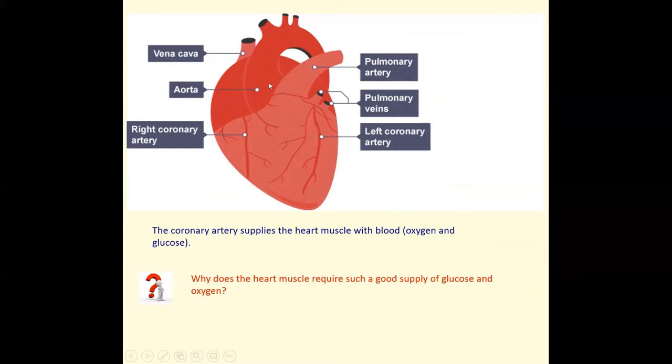They're very narrow, which means that the speed that the blood's traveling through them is a lot slower, because there's less diameter of a tube for the blood to be able to squeeze through. So it slows it down. So they're under quite high pressure because of that.